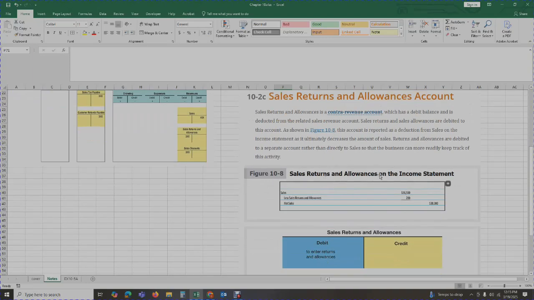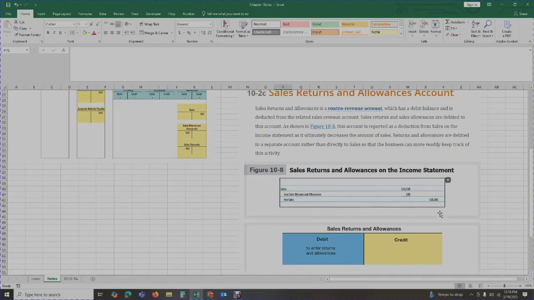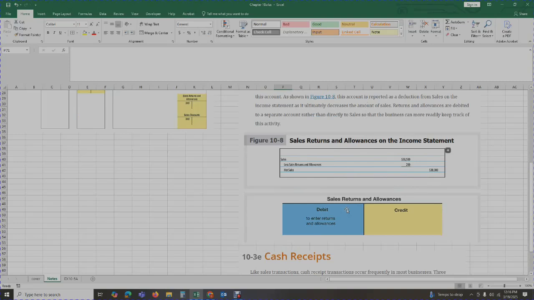So here they show you an example of an income statement. We had sales for the period of $38,500. We had sales returns and allowances of $200, which means those sales were returned, okay? So that means our net sales, what we actually got from our sales for this period, is the difference between the two, $38,300. Okay. For the sales returns and allowances, we are going to be debiting the account to enter any returns and allowances.